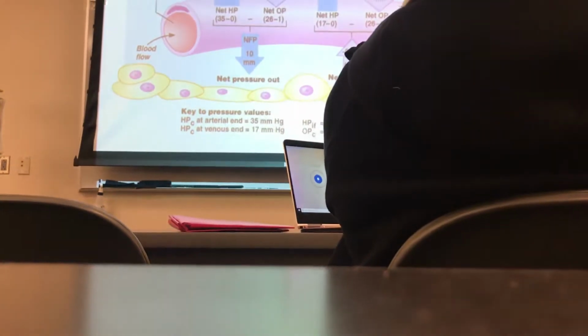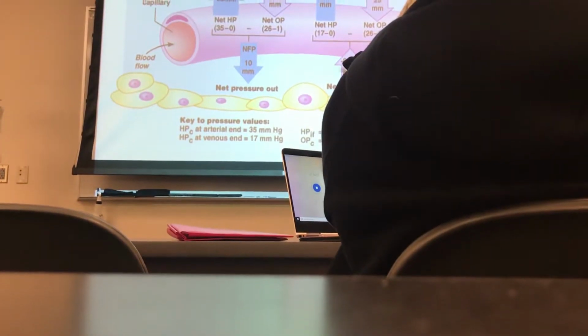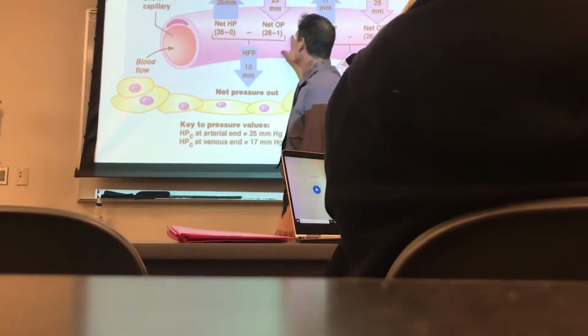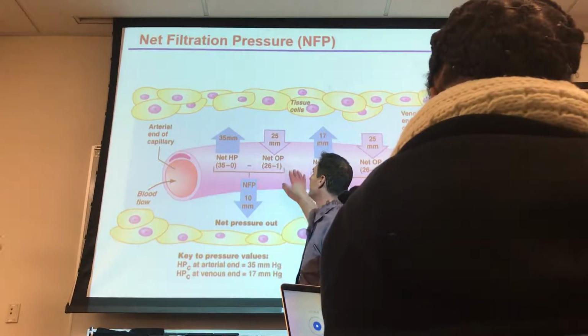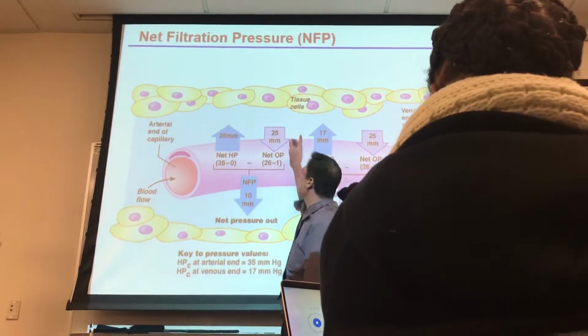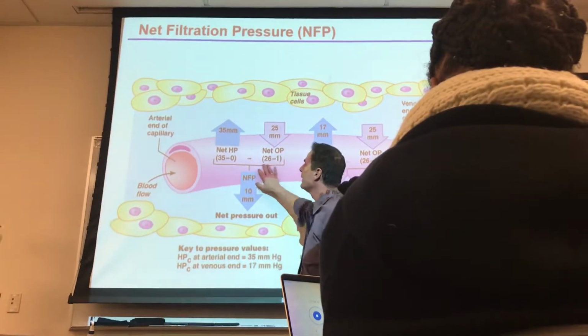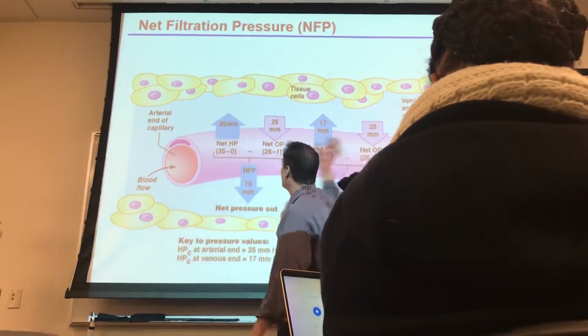Beginning of the capillary is stronger than osmotic pressure. So here they're looking at net pressures and figuring it out. They're saying that there's a 26 osmotic pressure pulling in, but there's solutes out here, so it's pulling it out, and the average is 25. You don't have to worry about that.